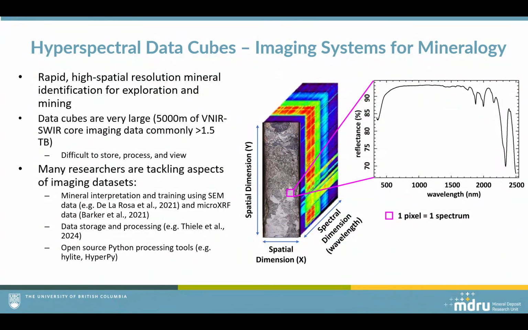Data cubes are very large. One of the data sets we've been looking at is about 5,000 meters of drill core that includes the VNIR and SWIR spectrums. This data set is over 1.5 terabytes in data storage. So these data cubes are very difficult to store, difficult to process, and of course, difficult to view, which is why service providers kind of have a hold on this at the current time.